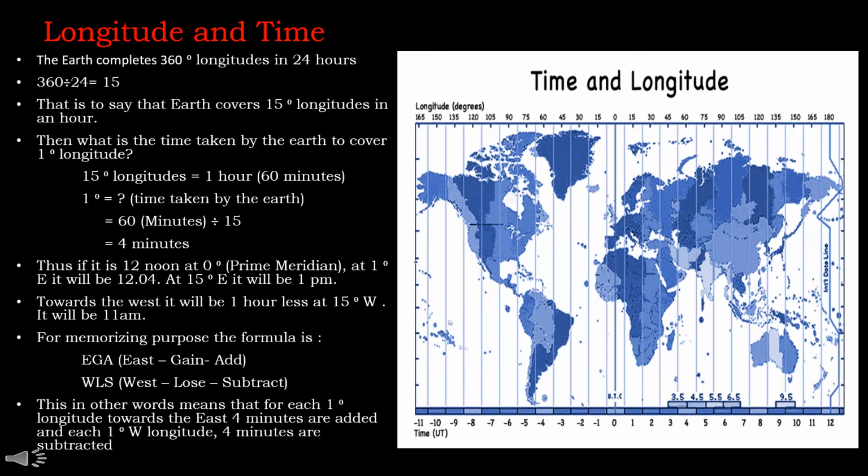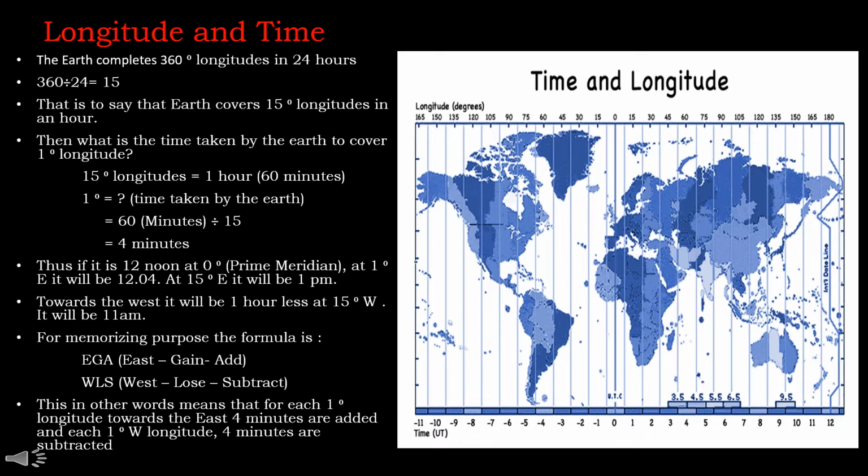Then what is the time taken by the earth to cover 1 degree longitude? For 15 degree longitudes it takes 1 hour, it means 60 minutes. Then for 1 degree, what is the time taken by the earth? Let's divide it. 60 minutes divided by 15 degree longitudes, and the answer is 4 minutes. It means 1 degree longitude is equal to 4 minutes.